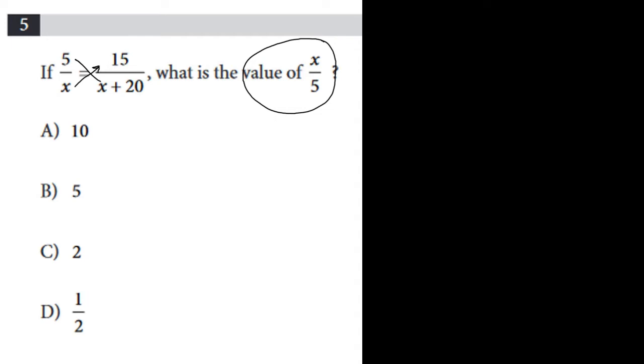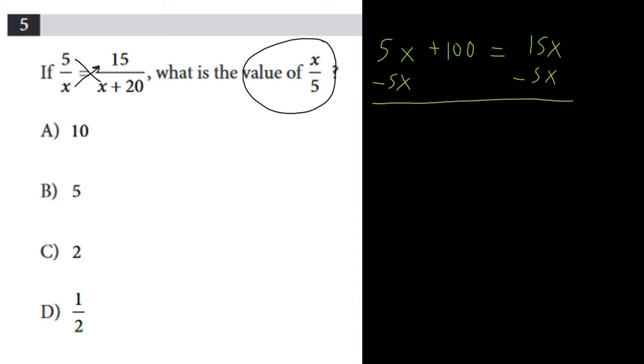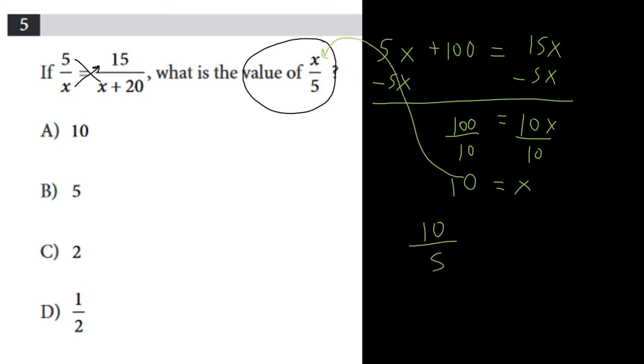So I'm going to go ahead and cross multiply on the right. So 5 times x is 5x. 5 times 20 is plus 100. And that equals 15x. From here, I'm going to subtract 5x, and then it's going to be 10x equals 100, divide by 10, and then I know x equals 10. From here, I can plug this 10 into here, and then 10 divided by 5 equals 2, which is C.